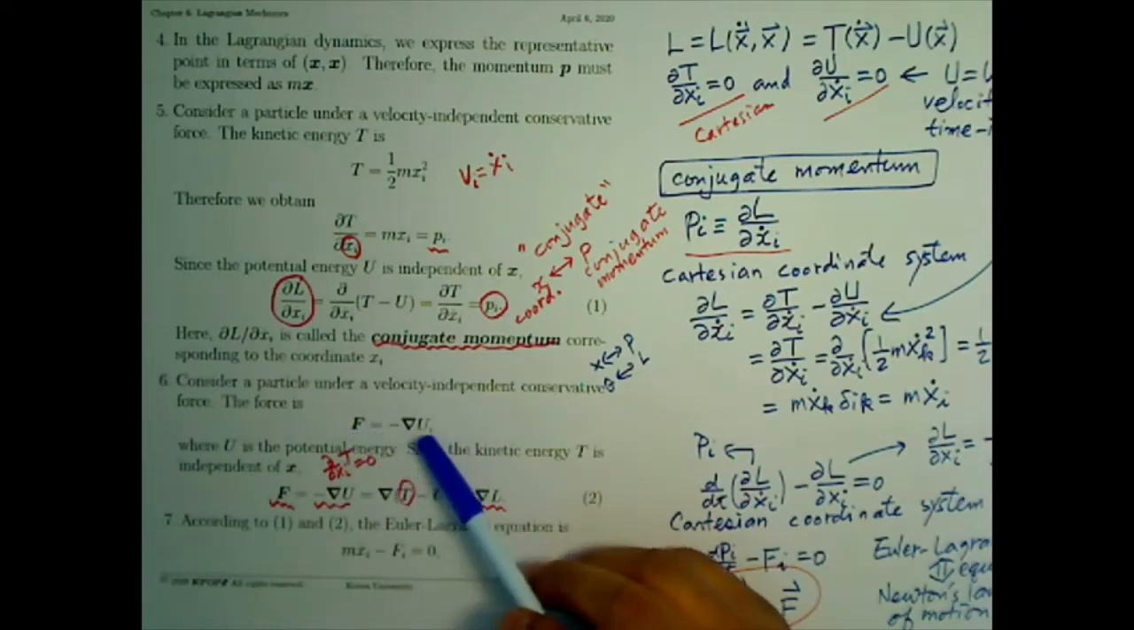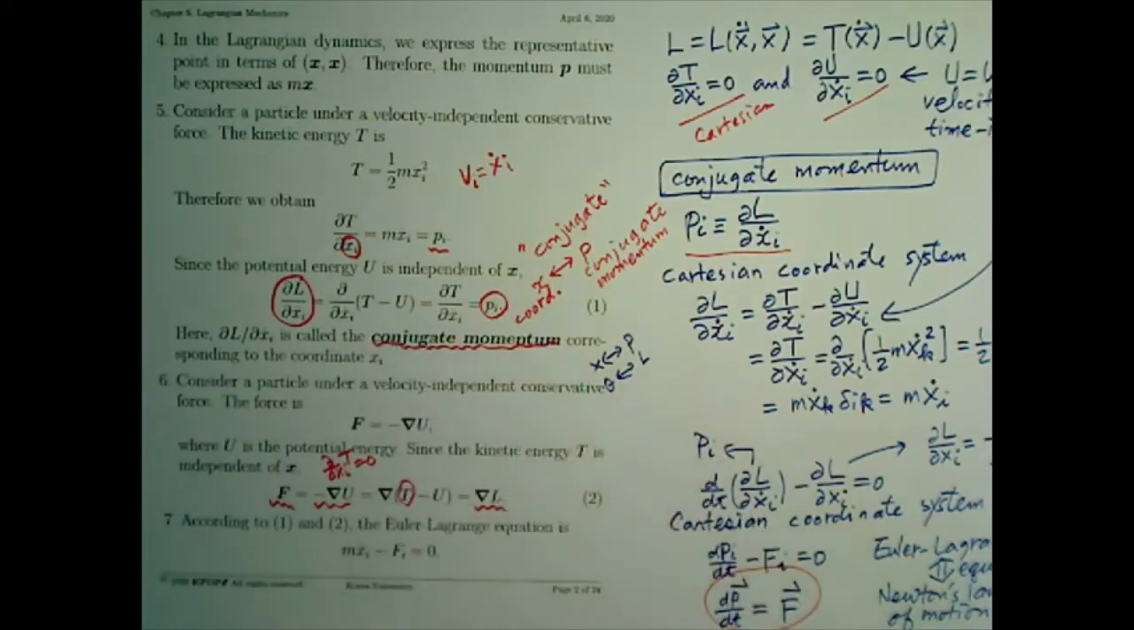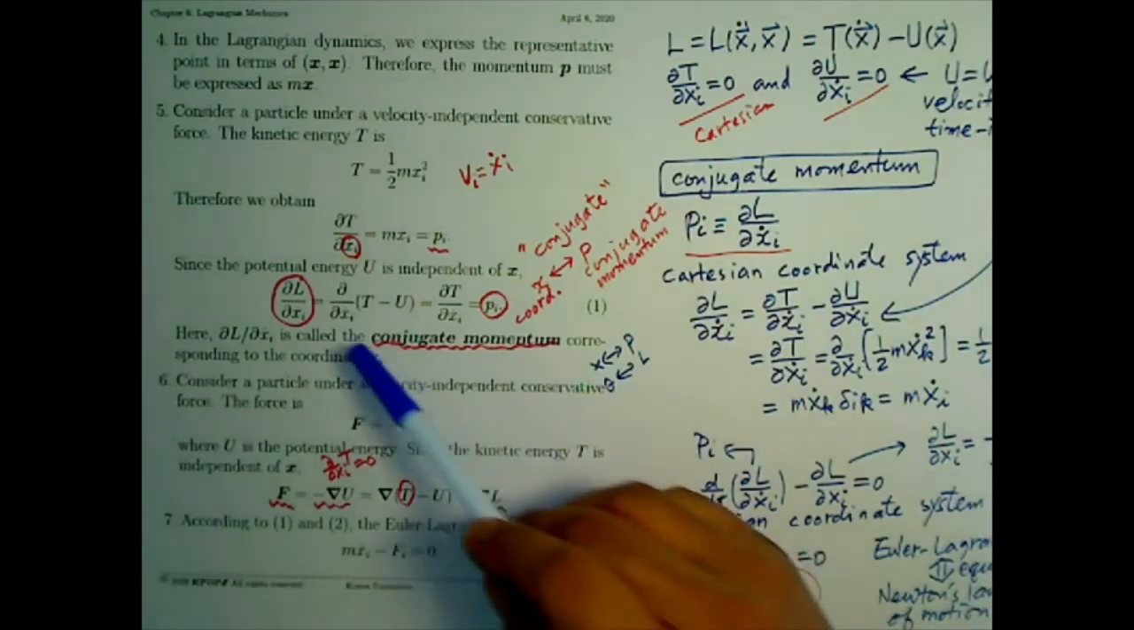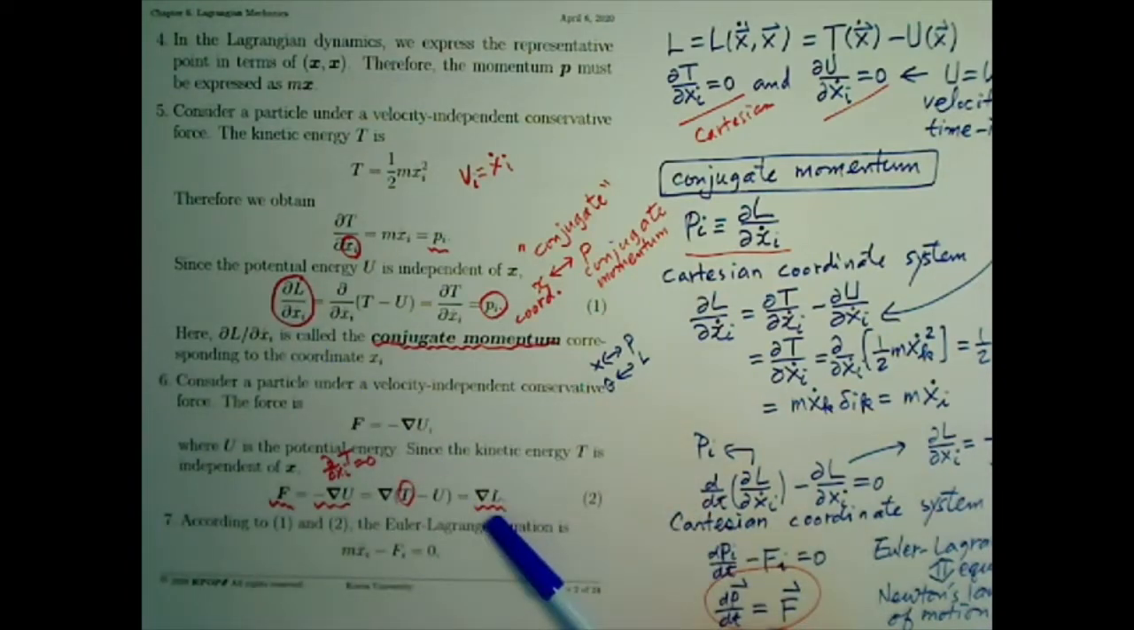And in this derivative, the kinetic energy contribution vanishes. So the force can be obtained by taking the gradient of the Lagrangian, in the Cartesian coordinate system especially. And this is the basic relation that derives the equation of motion. That is the Euler-Lagrange equation of motion.